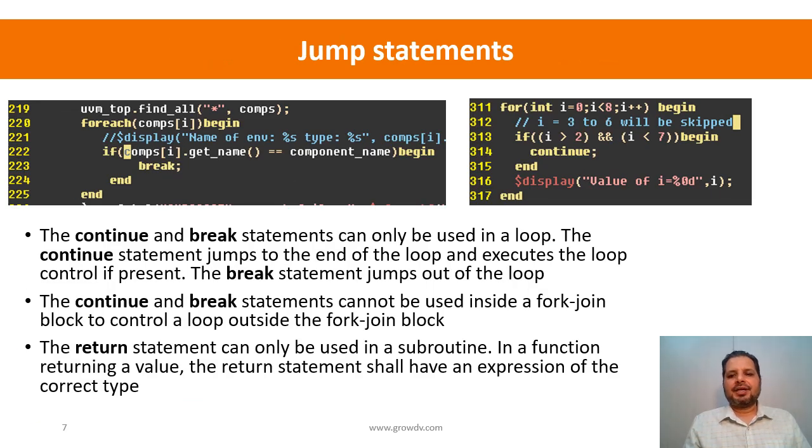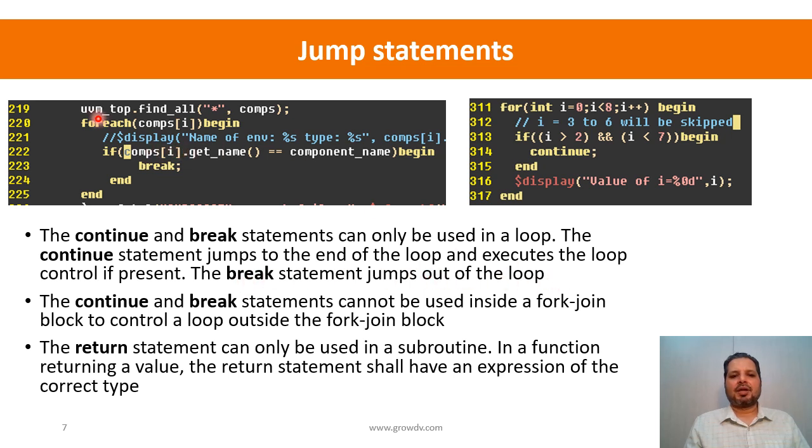There are 3 types of jump statements that are supported. Those are continue, break, and return. Let's look at the use cases for each of the jump statements. Continue and break can only be used inside a loop. When you are doing the looping, if on meeting a certain condition you want to exit right at that particular point, then you can use the break. The break statement will jump out of the loop.